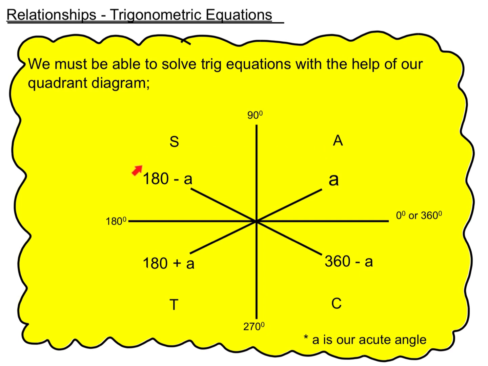You'll notice that three of these, S, T and C, are your sine, tan and cos, and this one here stands for all. We also have a little a here which will stand for our acute angle, and what we've got here is 0 degrees and we are going anti-clockwise, 90, 180, 270, 360. Now I'll show you where these letters are placed in the next slide.